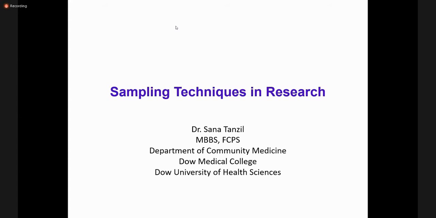So today we'll be discussing in detail about the various kind of sampling techniques, or you can say different methods of sampling, which we apply in research. And there are specific principles we follow while applying the different types of sampling technique. So we'll go through each of the common methods one by one.